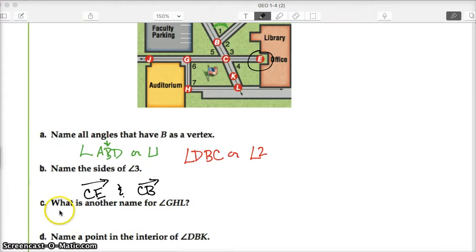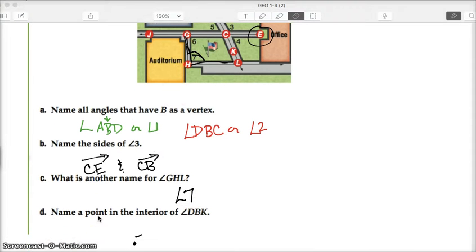All right, let's take a look at this one. What is another name for angle GHL? So we go to our diagram and we look for angle GHL, and we see it's right here. Another name for it would be the number that is right in the interior, right at that vertex, and that's angle 7. So we put angle 7 here. I'll write that neater, angle 7. That looks better. All right.